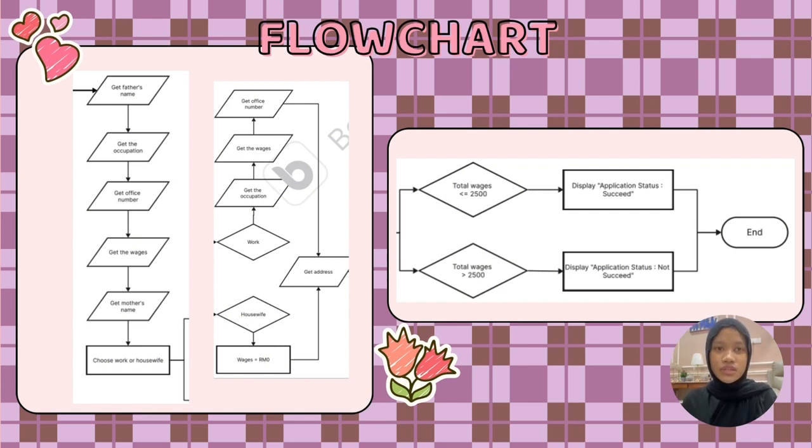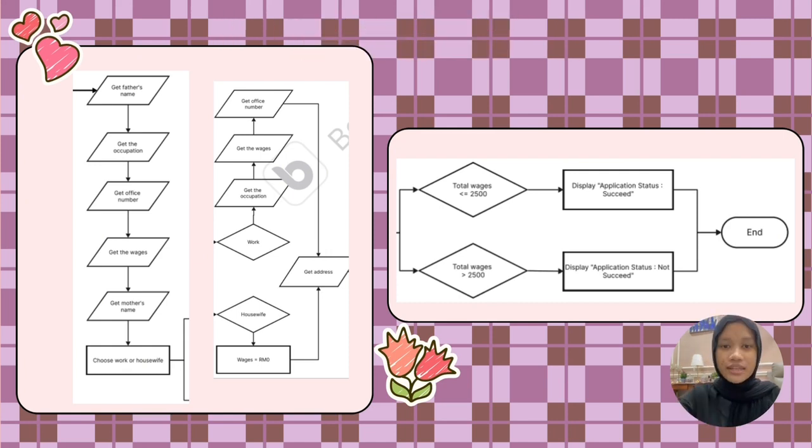And the last one, if the total wage of fathers and mother is below than 2,050 ringgit, and then the system will display application status succeed. If total wage more than 2,050 ringgit, display application status not succeed. And that is the end of our flowchart.